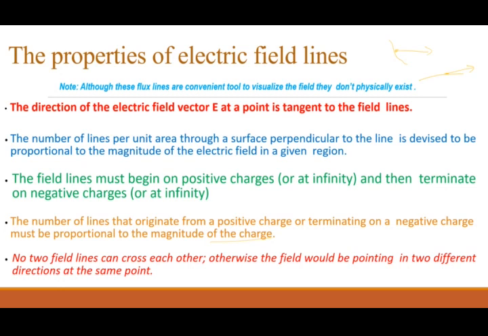No two field lines can cross each other, because if they do so, then at this point of intersection you will have two tangents. That means two electric fields at the same point. That's impossible. These are materials I have taken from MIT open course source.